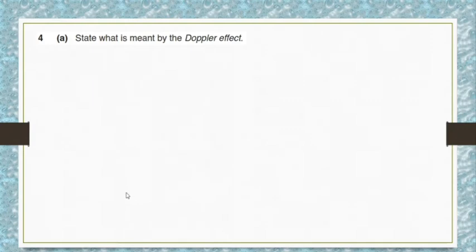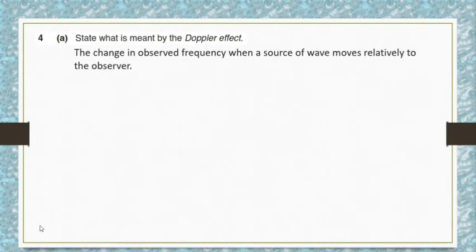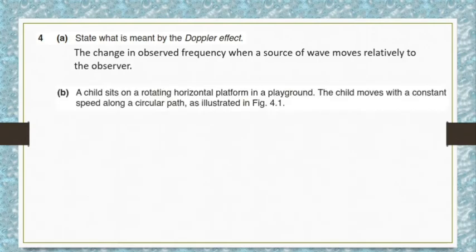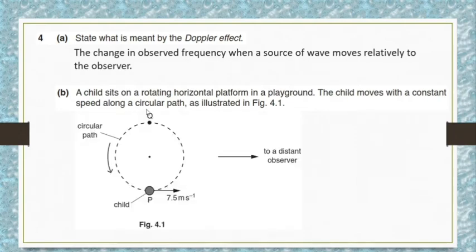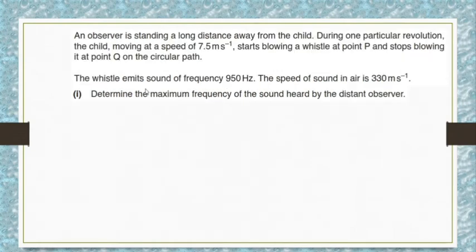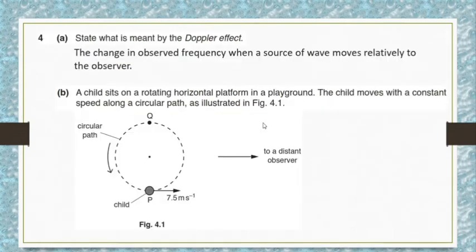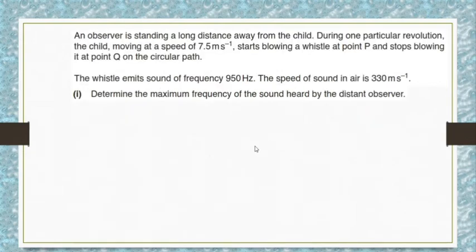Number 4, state what is meant by the Doppler effect. The Doppler effect is the change in observed frequency when a source of wave moves relative to the observer. B, a child sits on a rotating horizontal platform in a playground. The child moves with a constant speed along a circular path as illustrated in this figure. An observer is standing a long distance away from the child.